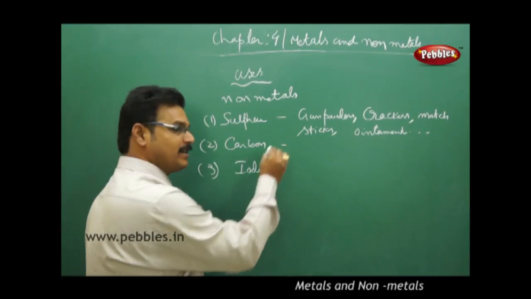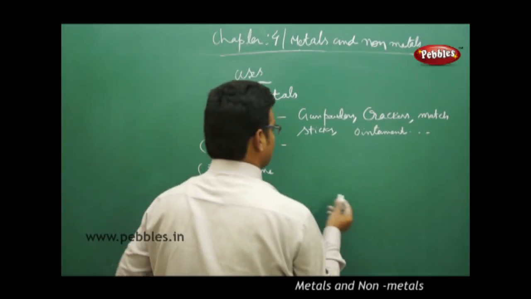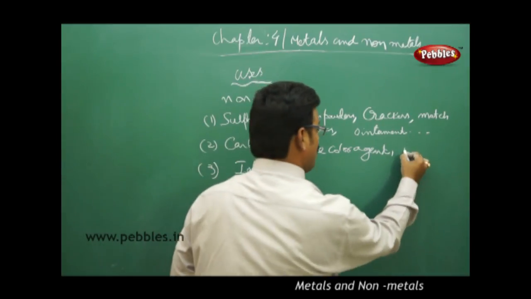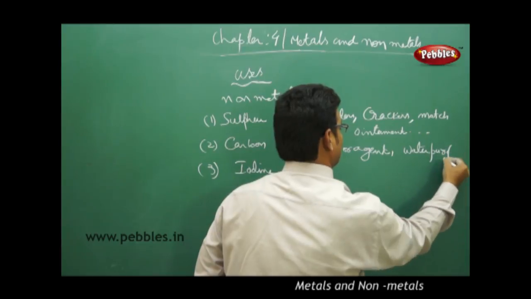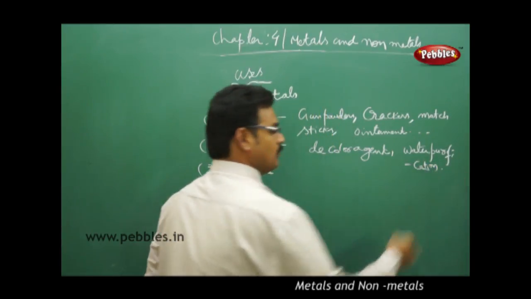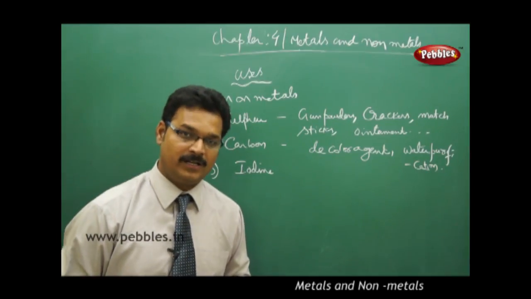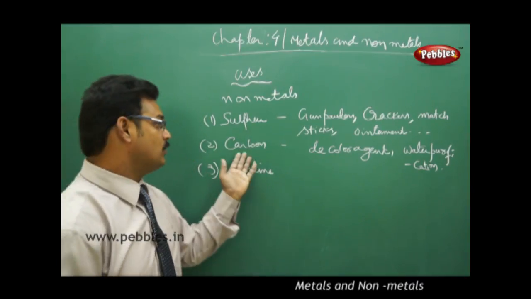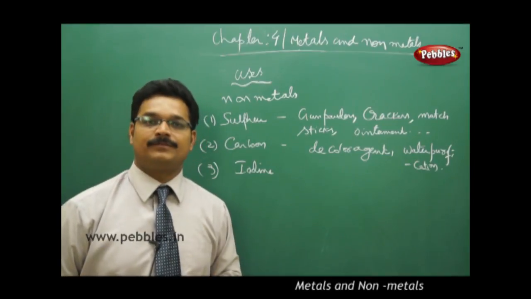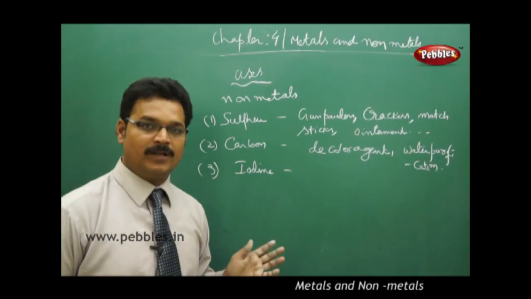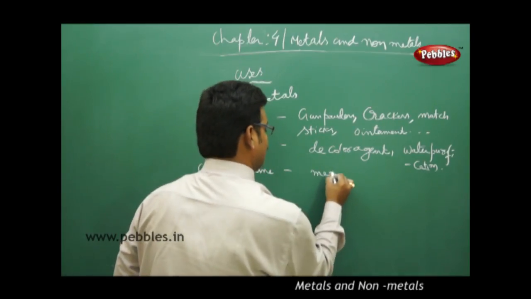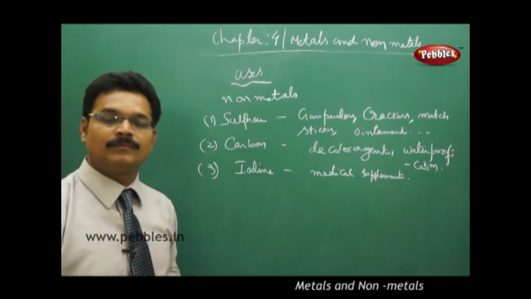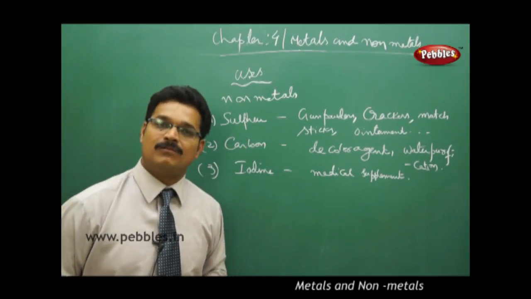Carbon. Activated carbon is used as a decolorizing agent, and it is also used in water purification. Nowadays, if you see water purifiers from different companies, they will say you have to replace the refill after 3 or 4 months. In that refill, you have a carbon component to purify the water. Next, iodine. Many times, iodine is used as a medical supplement. So, these are some examples of non-metals.